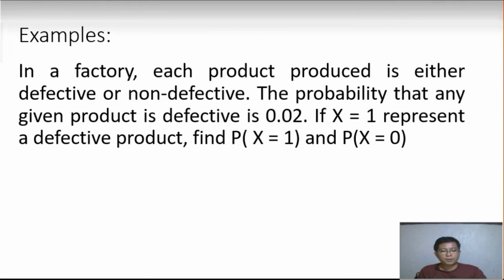Let's have the example. First example, in a factory, each product produced is either defective or non-defective. The probability that any given product is defective is 0.02. If X equals 1 represents a defective product, find the probability of X equals 1 and the probability of X equals 0. So first, let's get the given. So we know that P is equal to 0.02. That is the success. So therefore, it's easy to get the probability of X equals 1. The probability of X equals 1 will be 0.02 also.